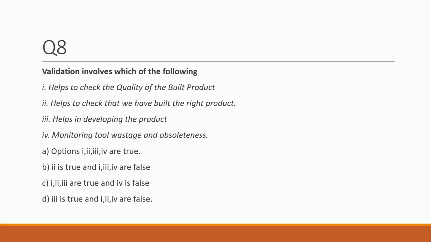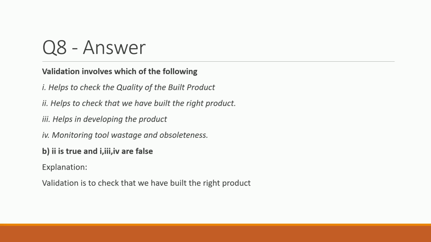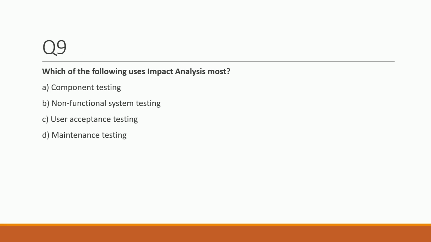Question 8 is: validation involves which of the following? Helps to check the quality of the built product, helps to check that we have built the right product, helps in developing the product, monitoring tool wastage and obsoleteness. So the correct answer is B, where only 2 is true: validation helps to check that we have built the right product. Question 9 is: which of the following uses impact analysis most? Component testing, non-functional system testing, user acceptance testing, or maintenance testing. So the answer is D, where maintenance testing uses impact analysis the most.